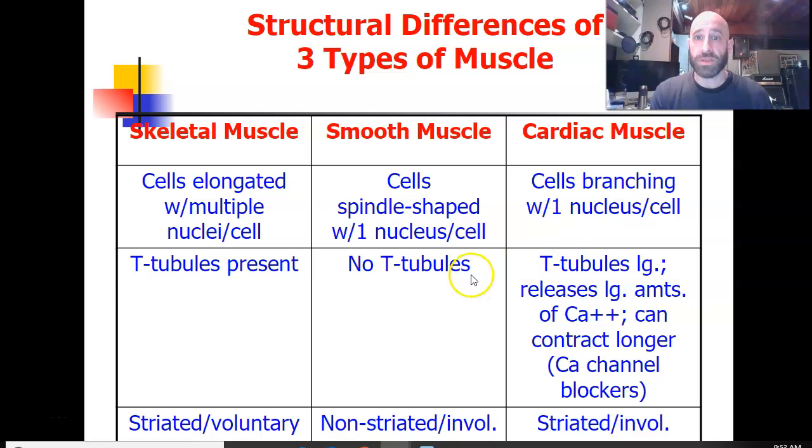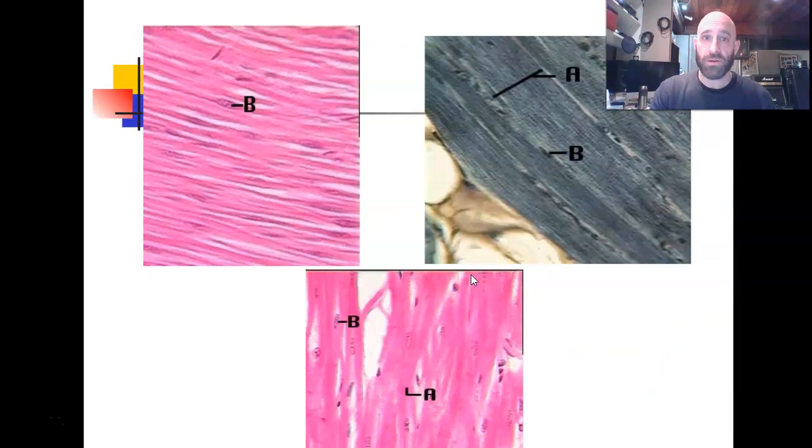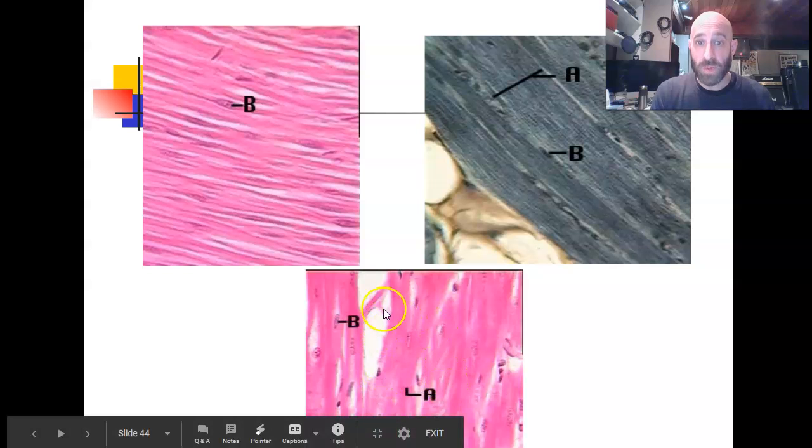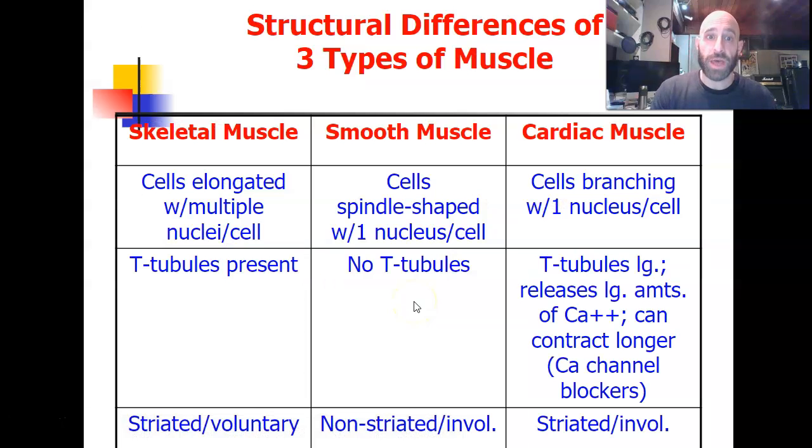So I'm just going to flip to this next slide where I have a picture of those. So for example, this would be your skeletal muscle, long, thin muscle cells, multiple nuclei. These would be the smooth muscle here, individual cells with one single nucleus. And then this would be your cardiac muscle here. You can see it branching off, and you have one single nucleus.